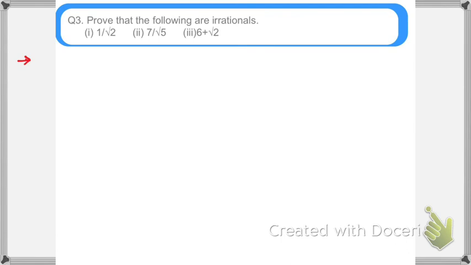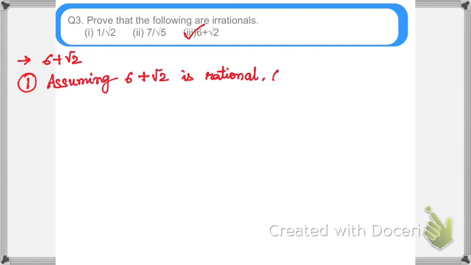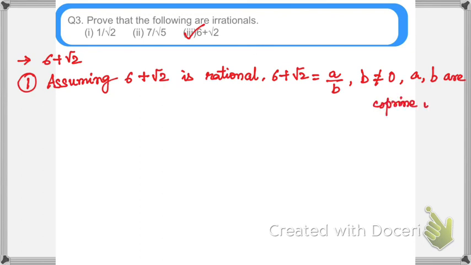So our next question is 6 plus root 2. We have to prove it to be irrational. So in the first step, we will assume it to be rational. Then 6 plus root 2 will be equal to a by b, where b is not equal to 0 and a and b are co-prime integers. Right?